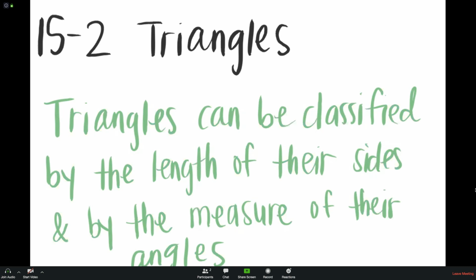For number 5, the shapes in group A are all open, so they are not polygons. And the shapes in group B are closed and they are polygons.